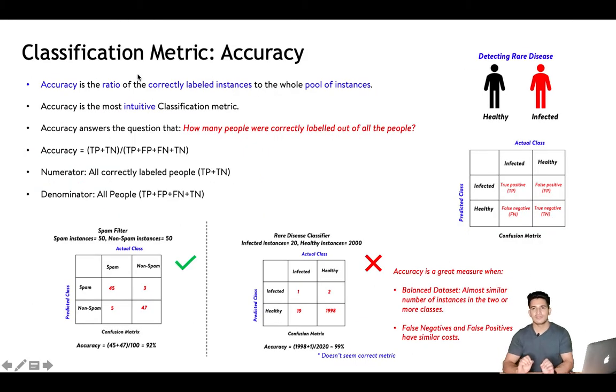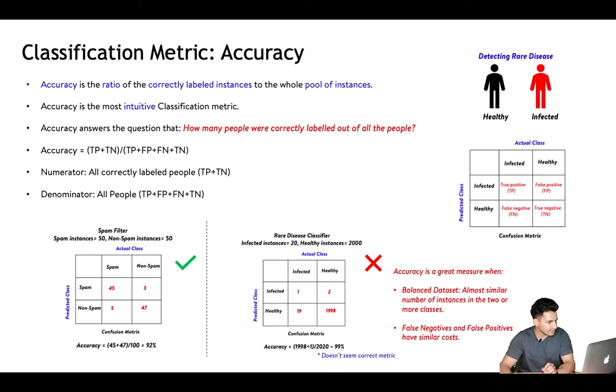So the first classification metric we will look at is accuracy. Accuracy is the ratio of correctly labeled instances to that of the pool of instances. What will be the correctly labeled instances? It will be true positive plus true negative divided by all the possibilities, that is true positive, false positive, false negative and true negative. And in plain English, accuracy is simply how many people were correctly labeled, doesn't matter infected or healthy, out of all the people.